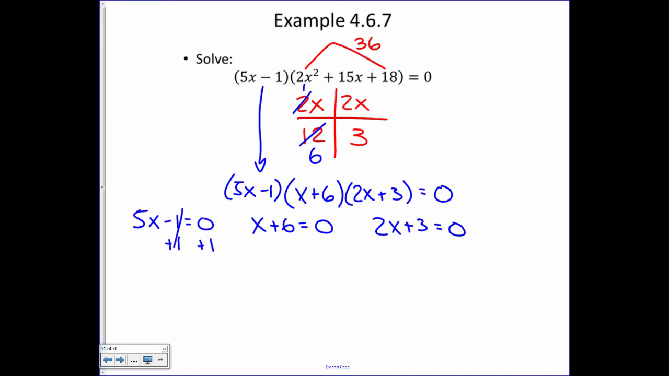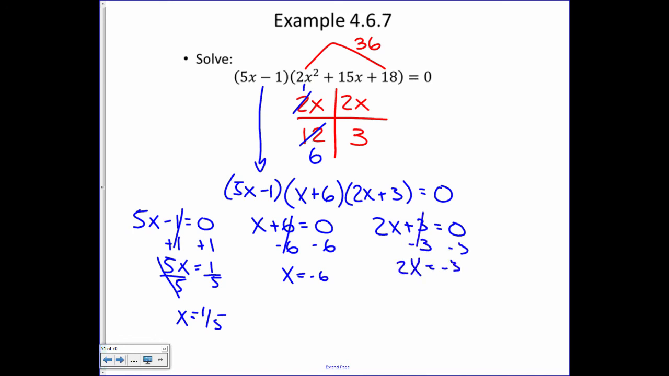Plus 1, divide by 5. So x equals 1/5. Subtract 6, and so x equals negative 6. And then subtract 3. And divide by 2. And x equals negative 3/2. So again, for this problem, we have 3 solutions.